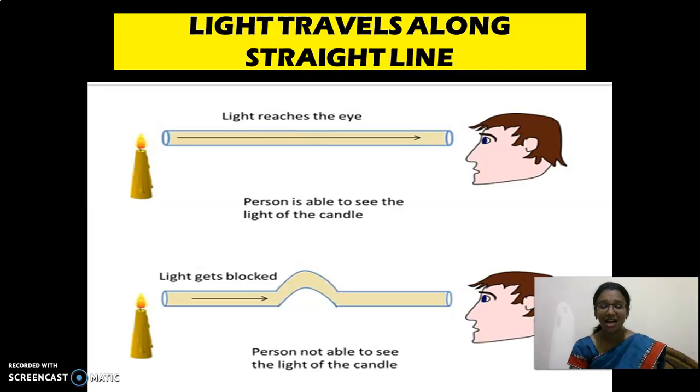I'm giving you only simple activities. Try to do these activities. It gives you a better understanding of the subject and also gives you an interest in the subject. So what is this topic? Light travels along a straight line. So in a bent tube, light is not able to pass because the path is bent there.